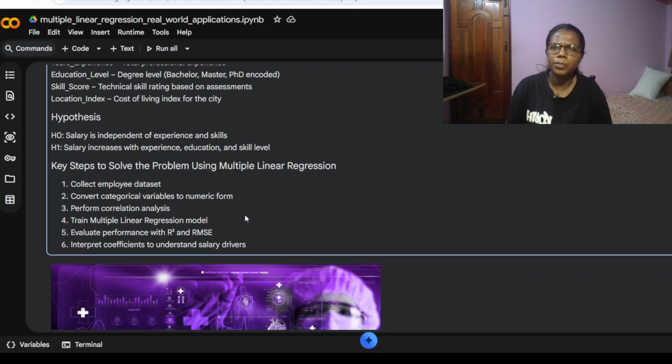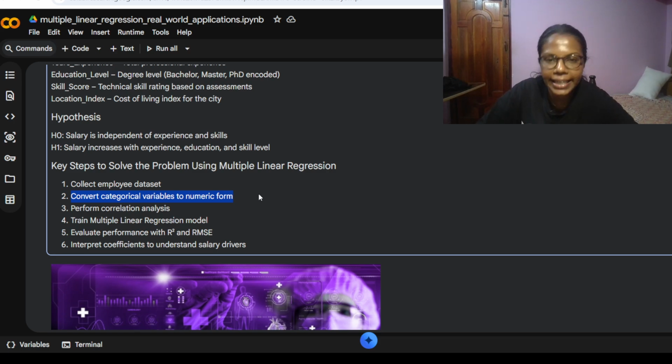So for this kind of problem, how will we take steps? What could be the first step that you are going to take? The first step is definitely going to be collecting the employee data set. The second step is going to be converting the categorical variables to numeric form.